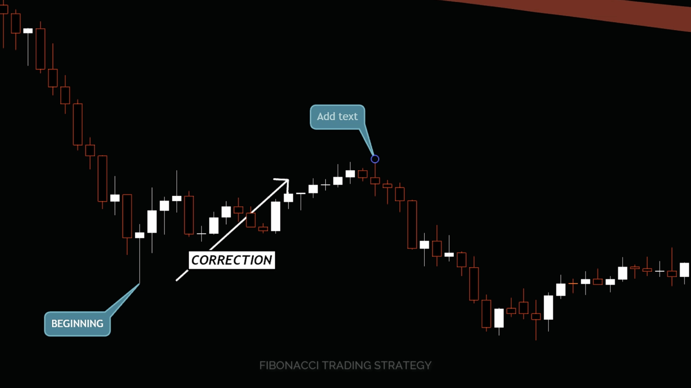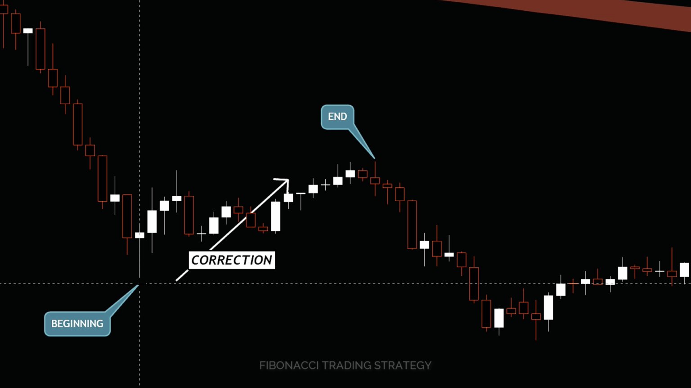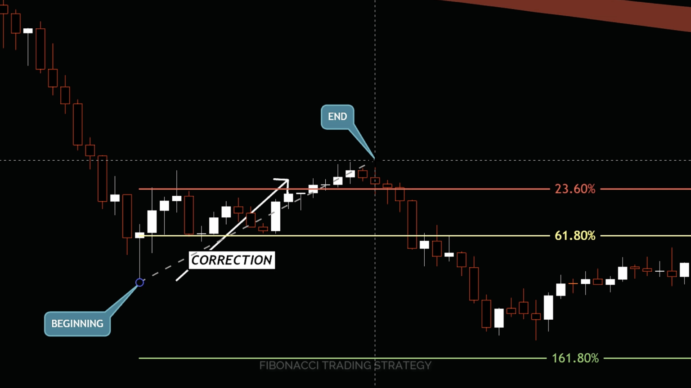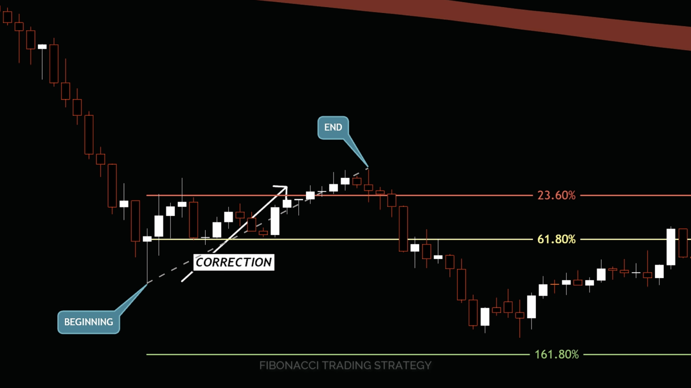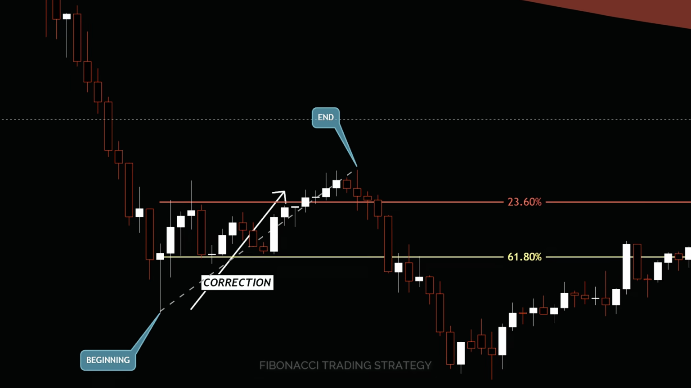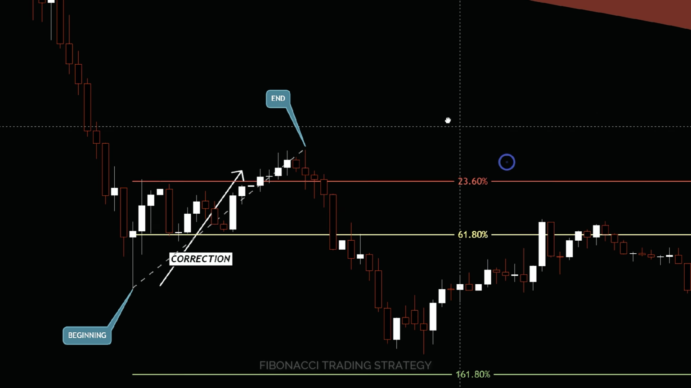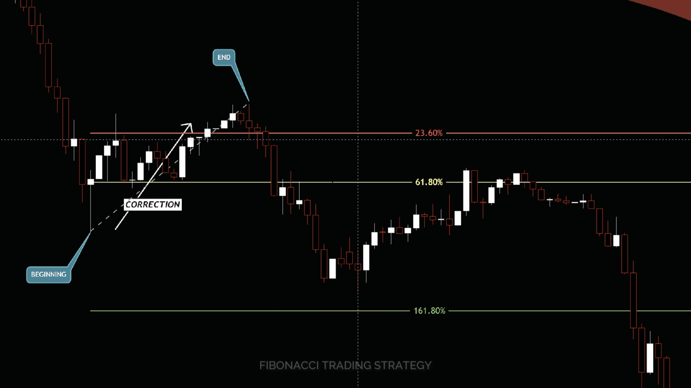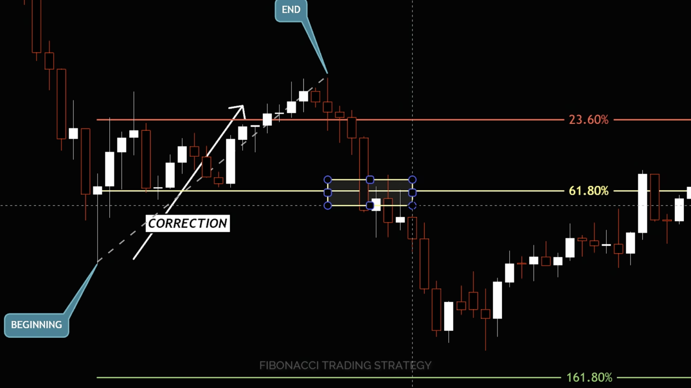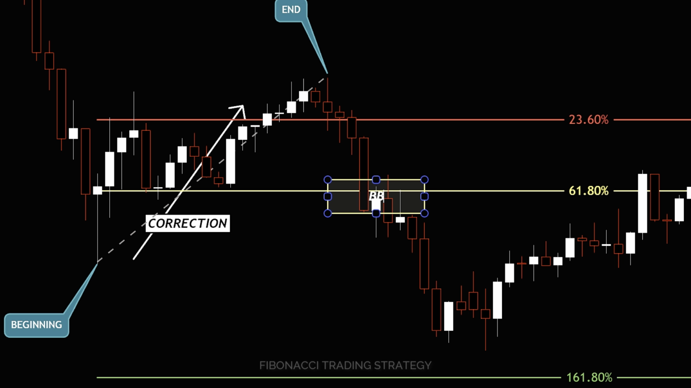Now watch what happens next. Notice something interesting here. The correction moved back toward the cloud, but it wasn't able to completely change the overall structure of the market. This is something you see repeatedly in strong trends. The correction creates temporary optimism for one side of the market, but once momentum returns, the dominant trend begins reasserting itself. That's exactly what we're waiting to see. Price starts moving lower again.